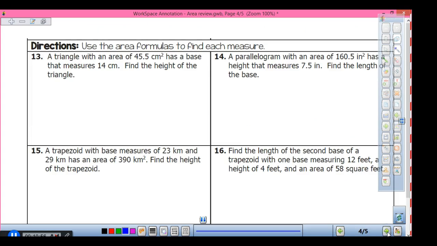So know that sometimes you're going to have to use the Pythagorean theorem to find the height. Okay? And sometimes it's going to give you the area, and you're going to have to find your other stuff. So you're going to have to know your formulas.